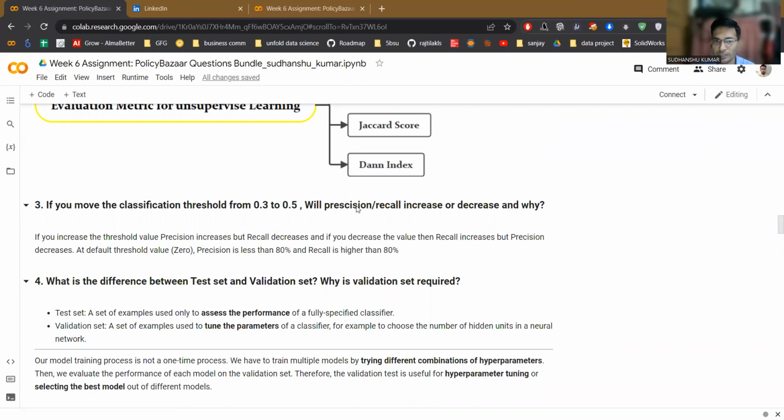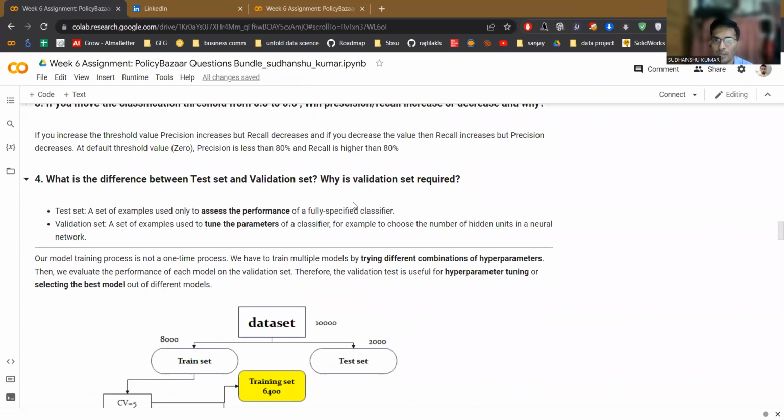What is the difference between test set and validation set? Why is validation set required? Test set is used to check the performance of the model, and validation set is used to tune the parameters of a classifier. Why is validation set required? When we train a model, we try different combinations of hyperparameters. For that, we need some validation data. Hence, validation set is required.